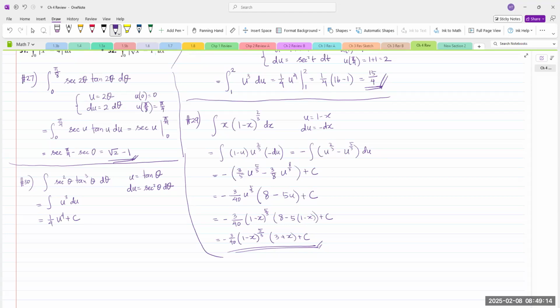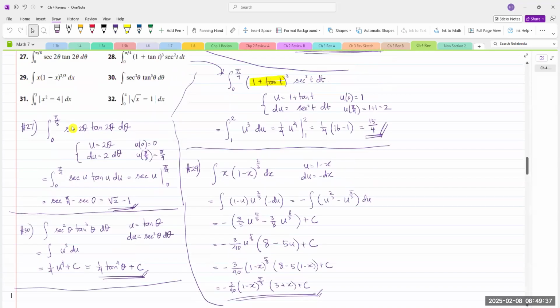Once you finish the integration of an indefinite integral, don't forget to write plus constant right away. This is equal to 1/4 tangent to the 4th theta plus constant. That's number 30. Number 31.